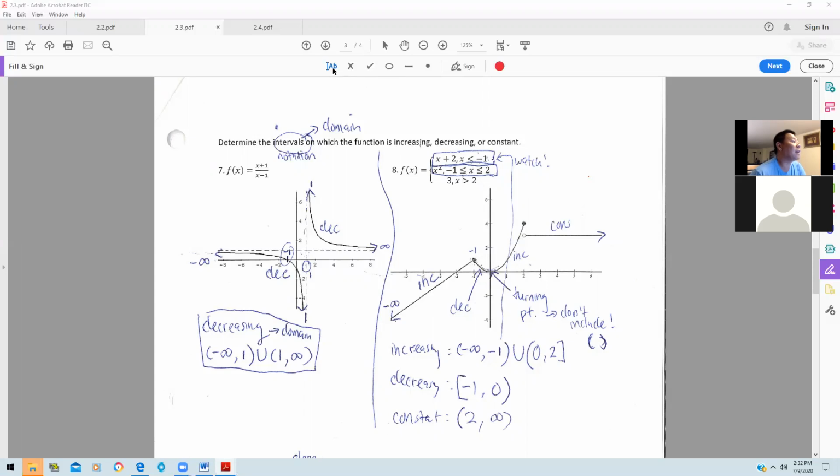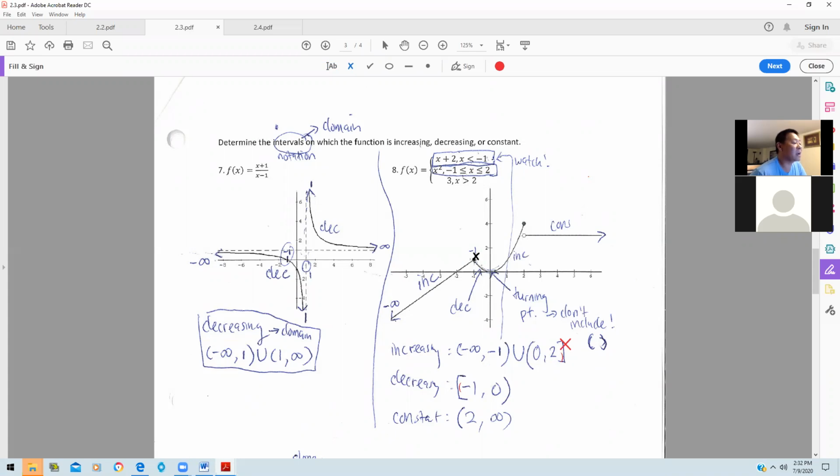I want to point out that there's a correction here. This is supposed to be a parenthesis. Everything that you do here is supposed to be parenthesis, no brackets. So I want to point out to you, do not use brackets here. Always use parentheses. So this is negative infinity to negative 1, and then from 0 to 2, that is increasing.